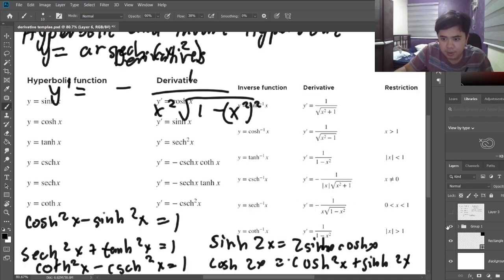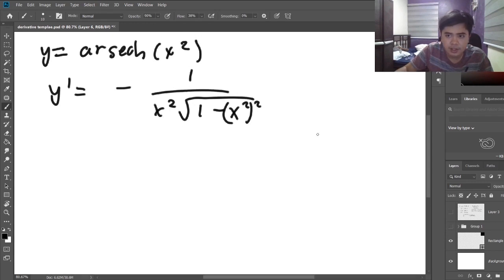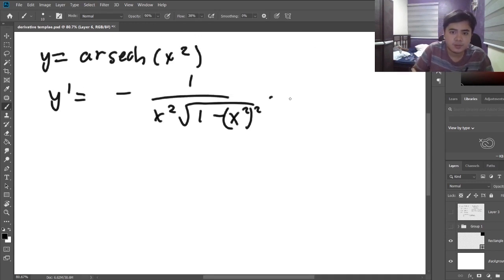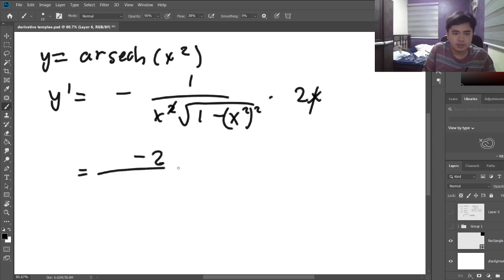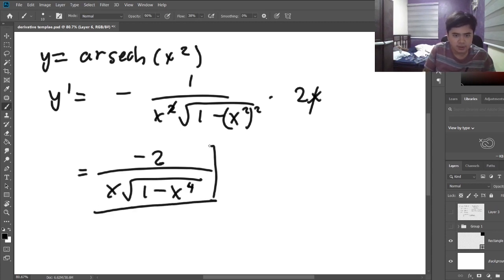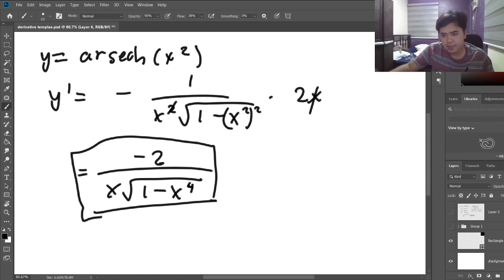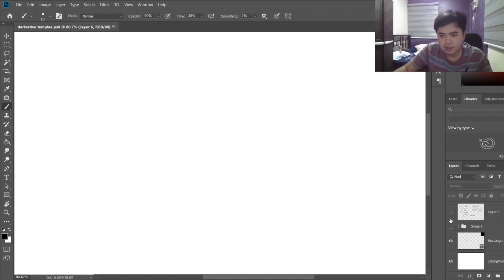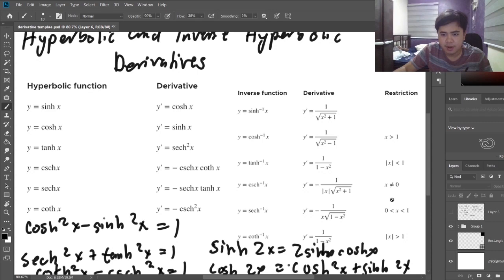Okay. And then we multiply by the derivative of the inside, the chain rule. So we multiply by 2x. The derivative of x squared is 2x. We can cancel the x here, the x here. So we get negative 2 over x square root of 1 minus x to the 4. That is our answer.